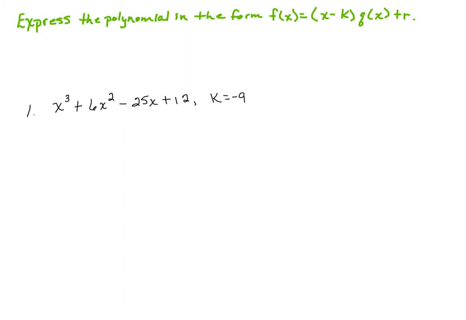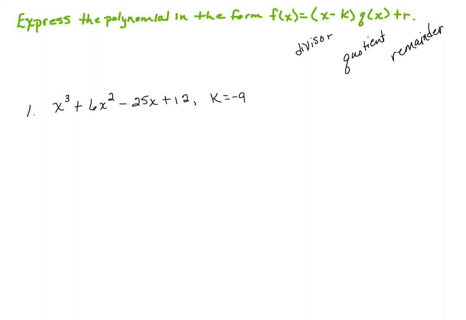We're expressing the polynomial in the form f of x equals x minus k times q of x plus r. Now this q of x looks like it almost means q times x, but it's not. It's a function of x. This x minus k is my divisor. This q of x is my quotient, and r is my remainder. So the first thing I want to do is figure out what x minus k is.